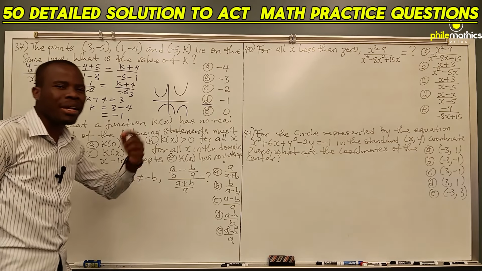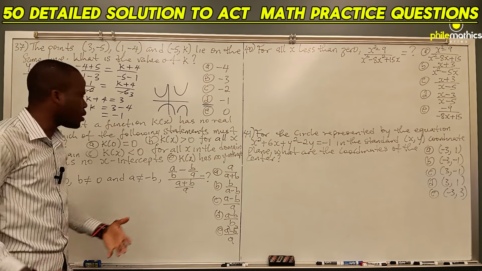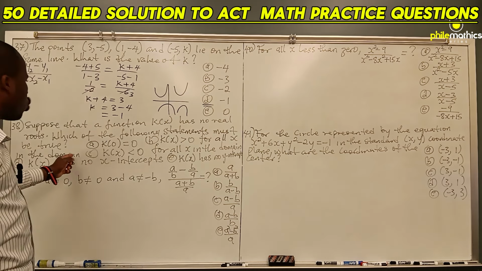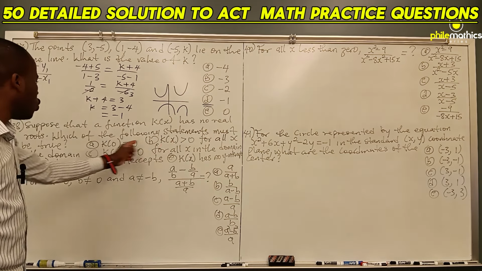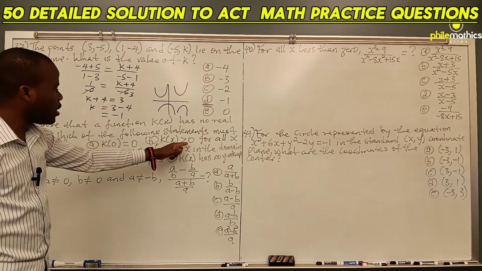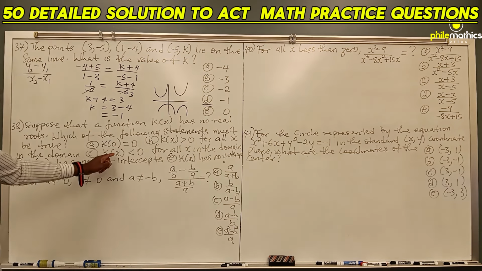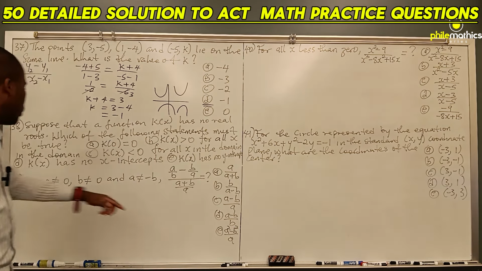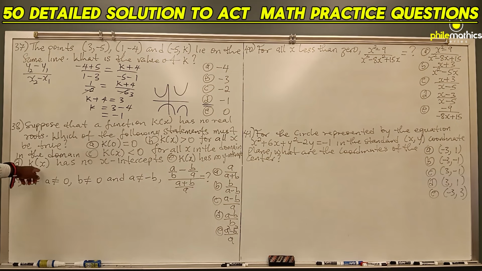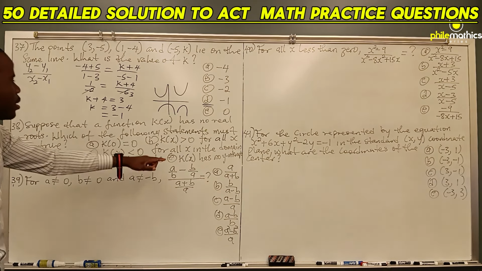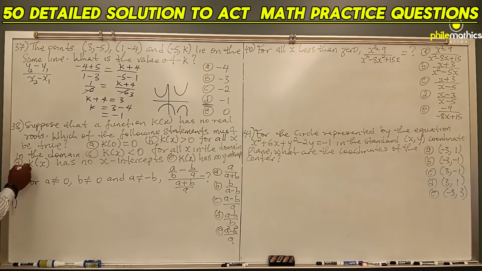That is a function that doesn't have a real root. It means it has imaginary roots, which are complex numbers. So the correct option is not this. It's not that k of s is greater than 0. No. It's not that k of s is less than 0 for all s in the domain. But it is that k of s has no s-intercept, which is D.